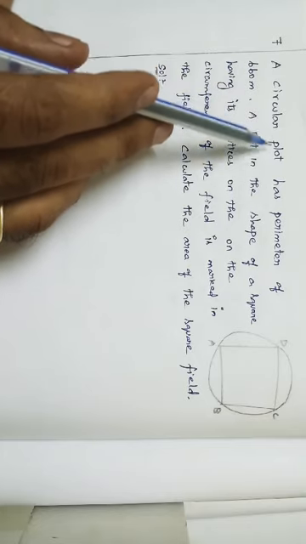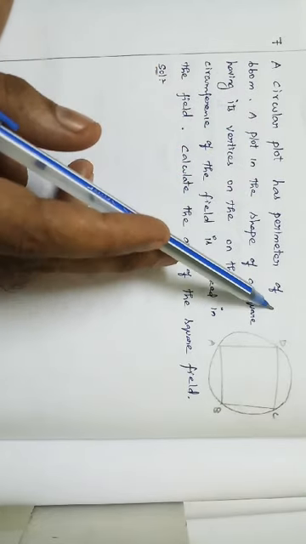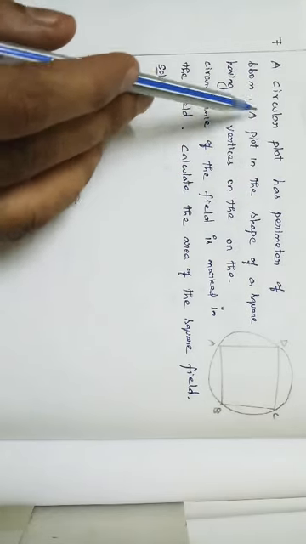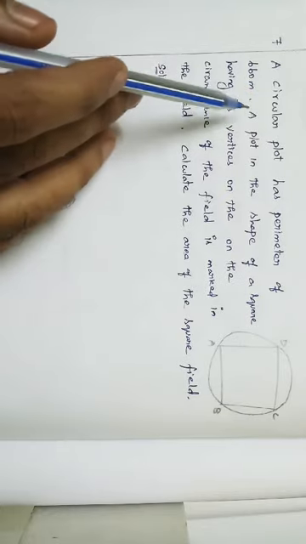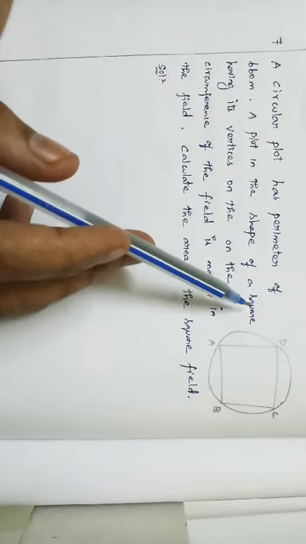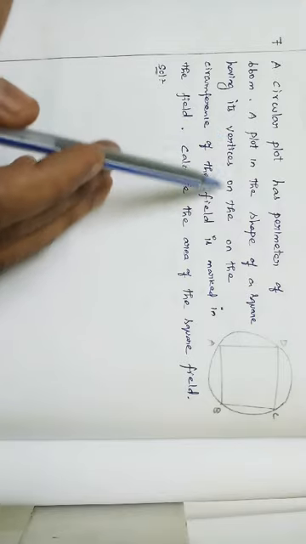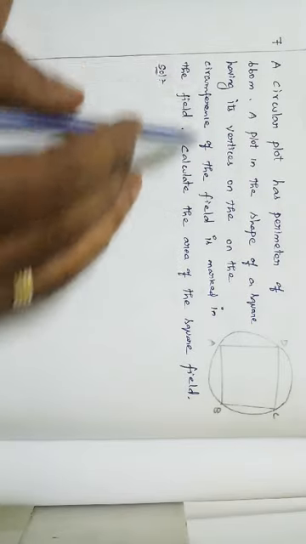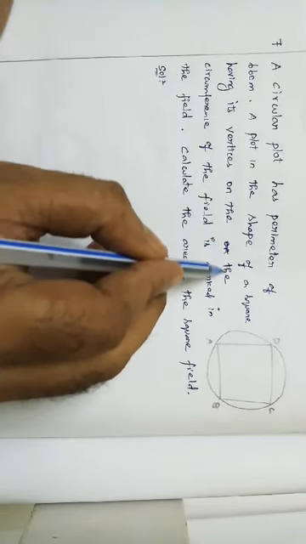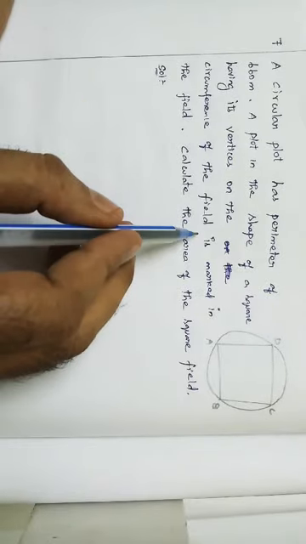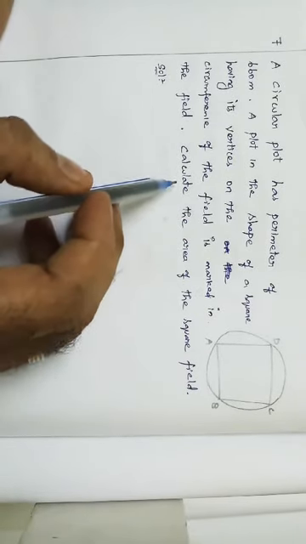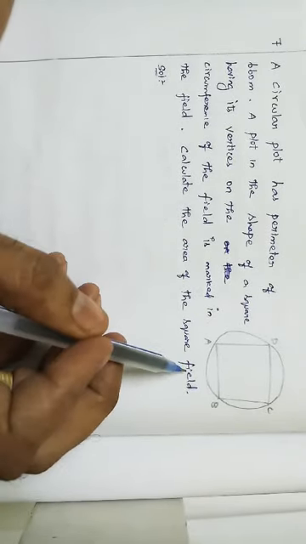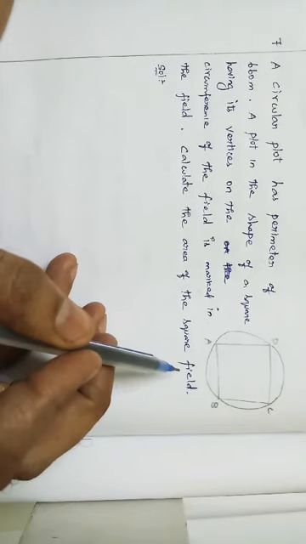Sum number 7. A circular plot has a perimeter of 660 meter. A plot in the shape of a square, having its vertices on the circumference of the field, is marked in the field. Calculate the area of the square field.